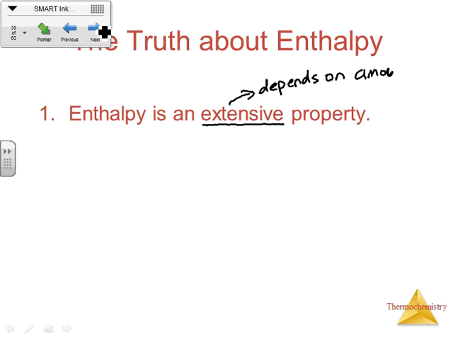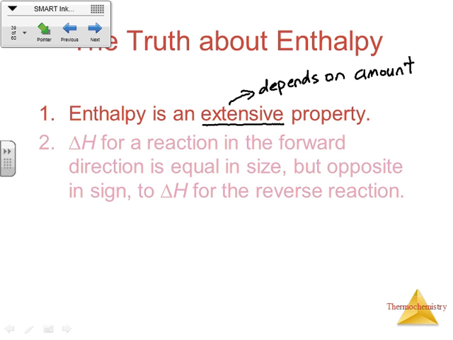Okay, it's not like density, where the density is always the same no matter how much you have. If you burn 1 mole of CH4, it's going to give off a certain amount of energy. If you burn 2 moles of CH4, it's going to give off twice as much energy, okay, twice as much heat. That kind of makes sense. The more methane you have to burn, the more heat's going to be generated, okay? So this is an extensive property. It does depend on the amount that you have, okay?